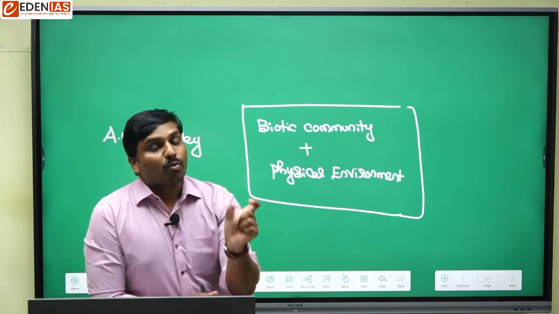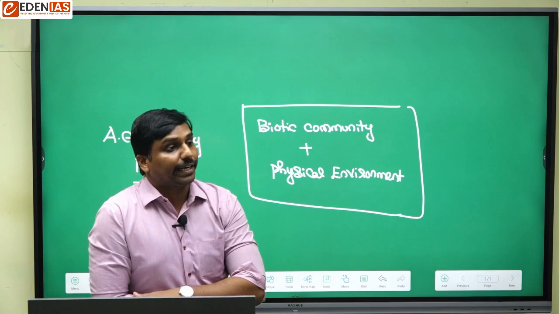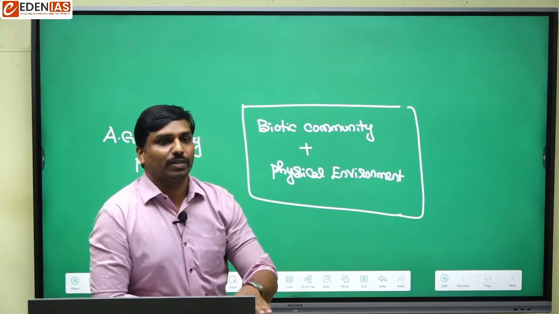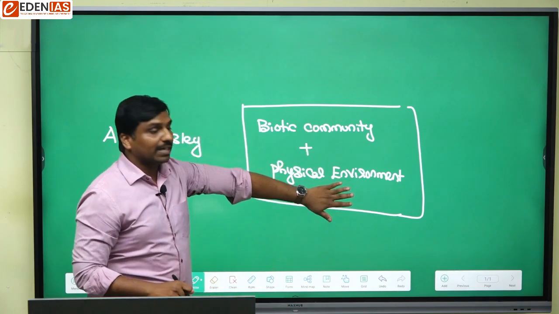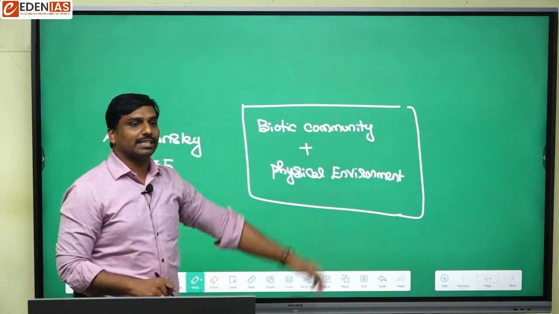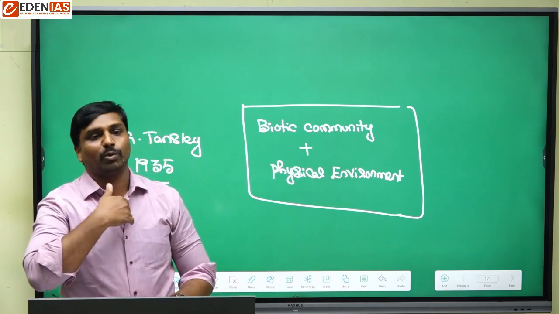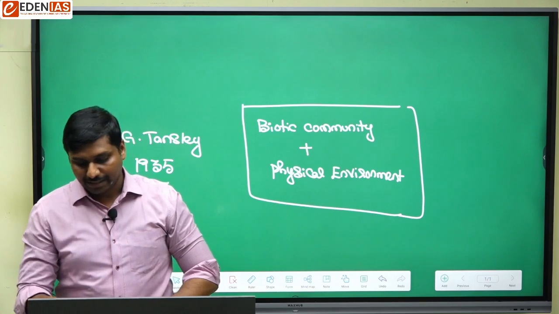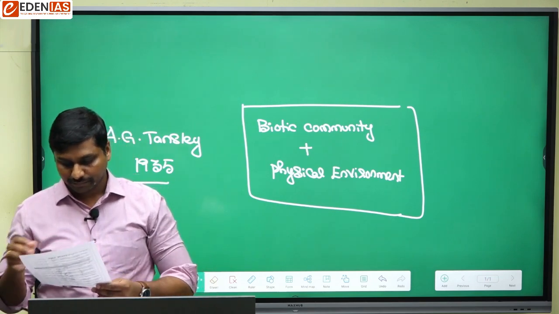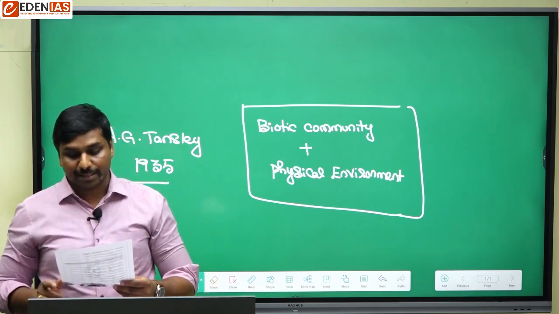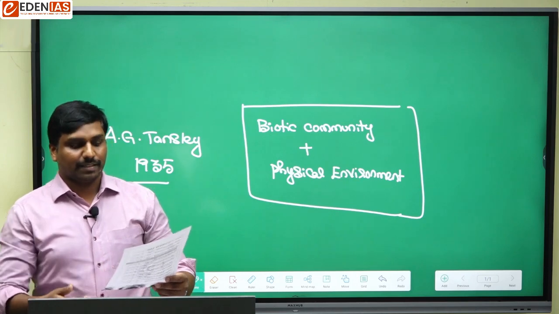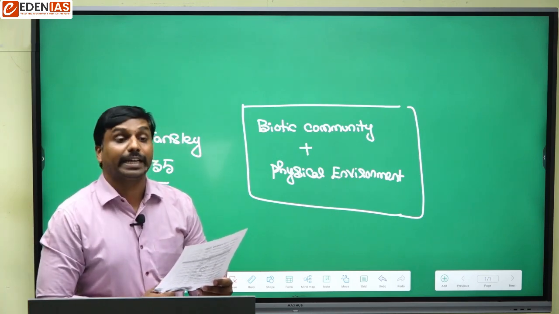So there would be a coordinated balance, a complex of coordinated units. That is the biotic community as well as the physical environment. This process is nothing but ecosystem. Okay, so that is one thing. We will learn about ecosystems in the next classes, like class number 5 or class number 6. There we have to discuss different ecosystems.